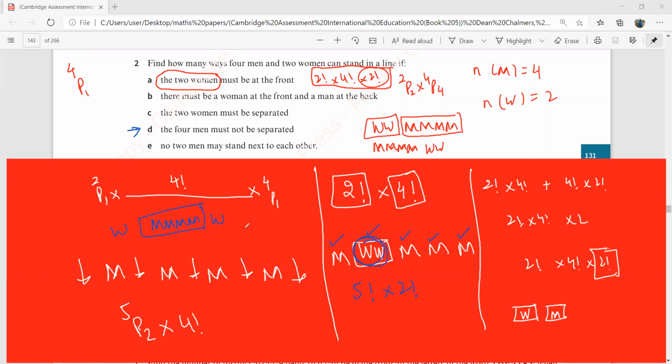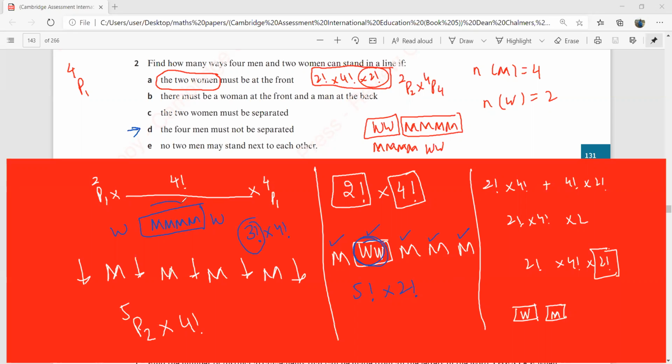3. So this is going to be 3 factorial times 4 factorial, because these men can be in any order over here. So this is going to be 3 factorial times 4 factorial. Shouldn't it also be times 2 factorial? Because the women can change places. So that is included in this 3 factorial.